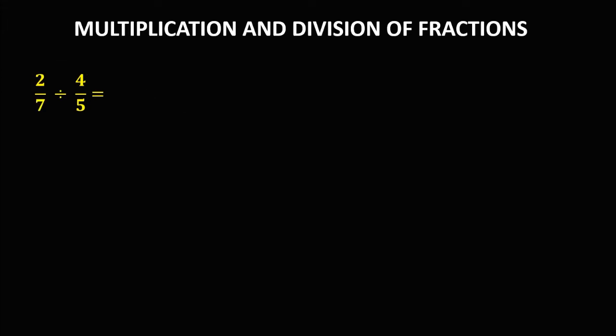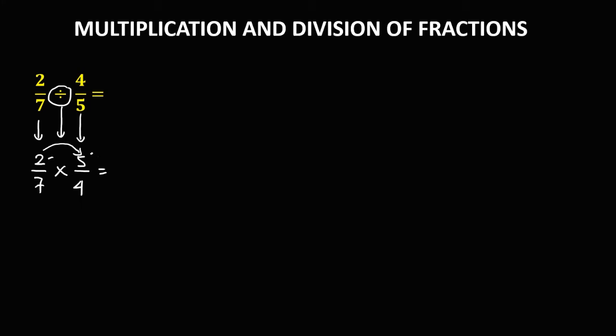Then for this given, so division of fractions. So first, we need to write this first fraction, 2 over 7. Then change this operation from division to multiplication. Then find the inverse or the reciprocal of the second fraction. So this 4 over 5 becomes 5 over 4. Then apply multiplication. So multiply these numerators.